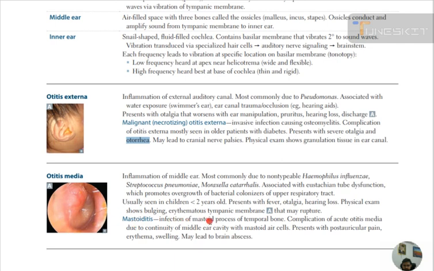Mastoiditis is an infection of the mastoid process of the temporal bone. It is a complication of acute otitis media due to continuity of the middle ear cavity with the mastoid air cells. It presents with post-auricular pain, erythema, and swelling, and may lead to brain abscess. So this is the end of this lecture.